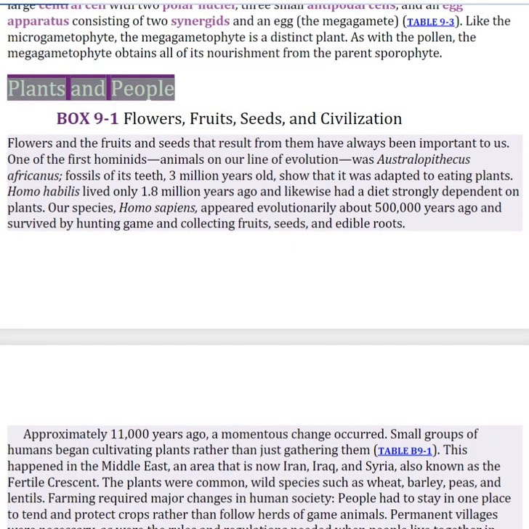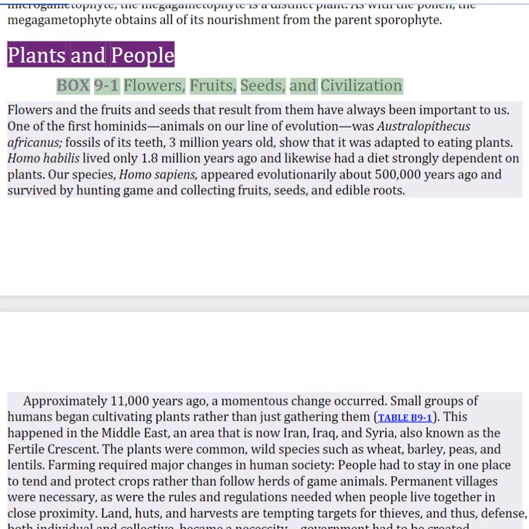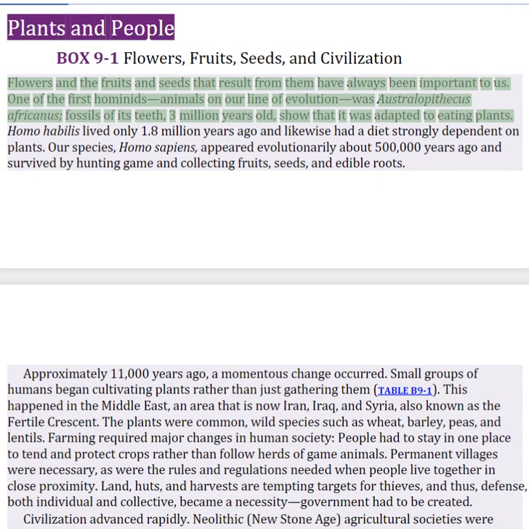Plants and People. Box 9-1: Flowers, fruits, seeds, and civilization. Flowers and the fruits and seeds that result from them have always been important to us. One of the first hominids, animals on our line of evolution, was Australopithecus africanus. Fossils of its teeth, 3 million years old, show that it was adapted to eating plants.